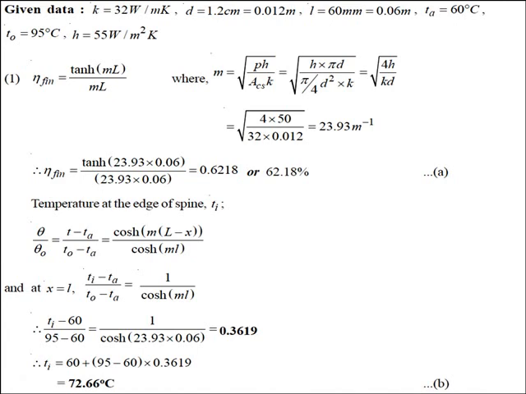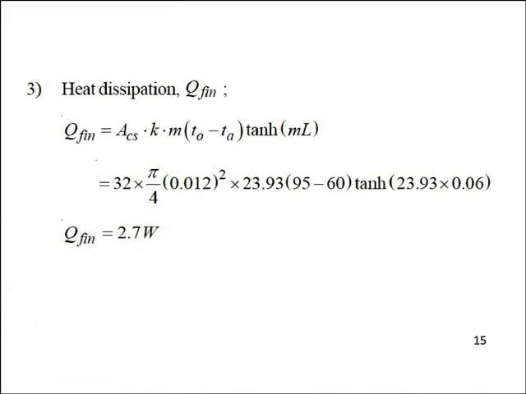Now the third answer which we have to find out is the heat dissipation part. For a fin with finite length, the heat dissipation is equal to cross section area into thermal conductivity into fin constant into (T0 minus Ta), into tanh(M times L). When we put all the values for cross section area, thermal conductivity, base temperature, surrounding temperature, length of the fin and fin constant, we get Q fin equals 2.7 watt. That is our third required answer.